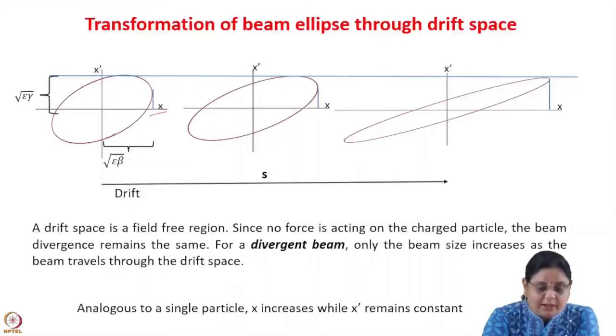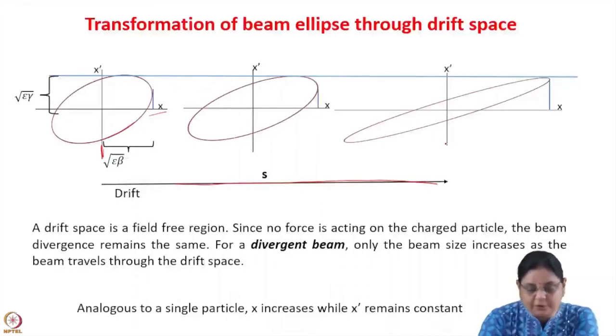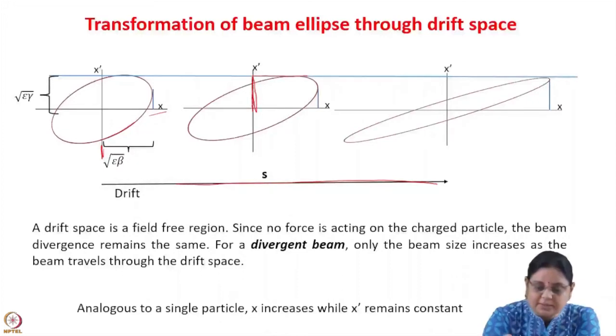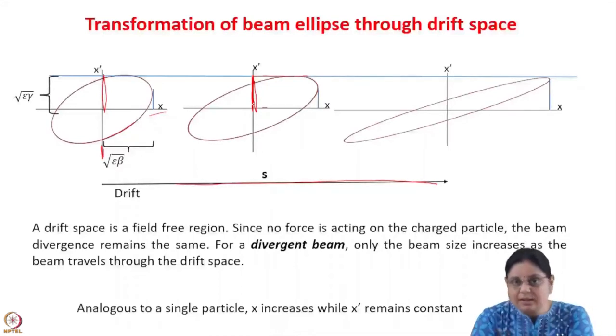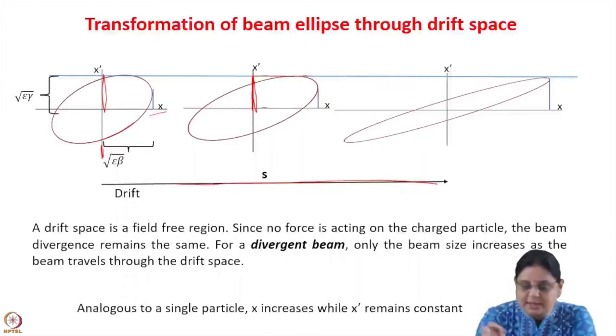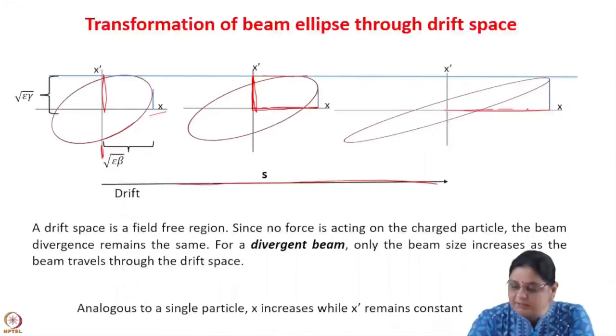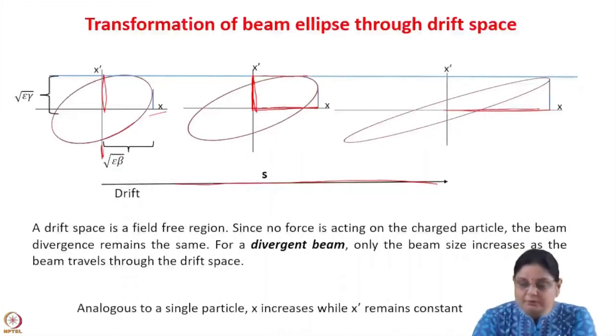So this is the ellipse at the initial location, and as S is increasing, as the beam is progressing in a drift space, since there is no external force, the divergence remains the same. So we can see here the divergence remains the same. However, the beam is expanding because the beam is like a ray of light and it tends to increase in size. So we see that the beam size has increased here, and here it has increased even more. So we can see that the beam ellipse is transforming in the drift space.